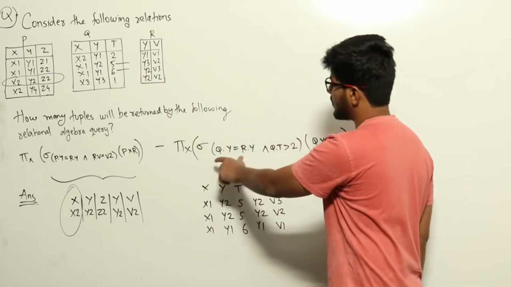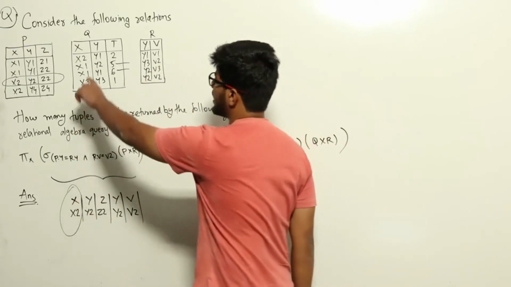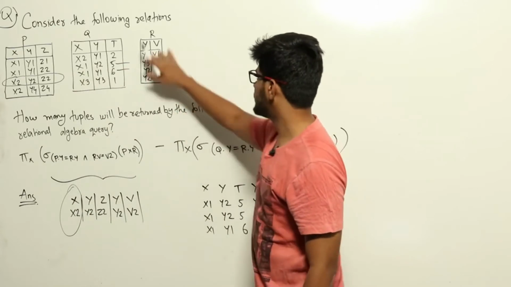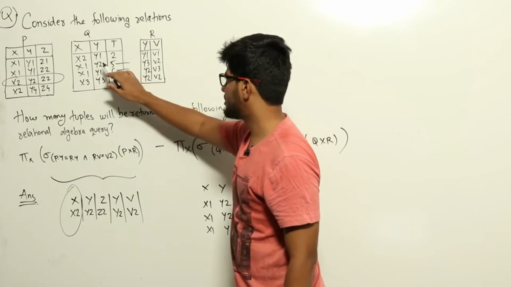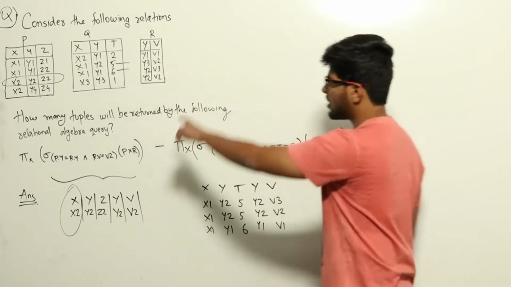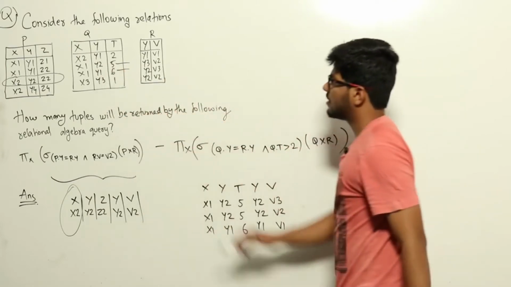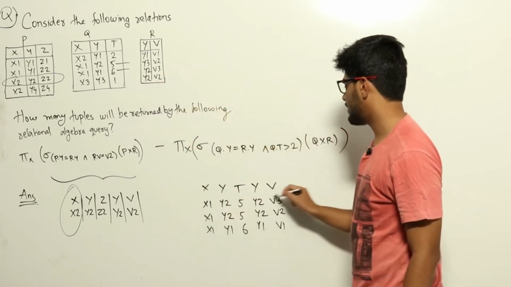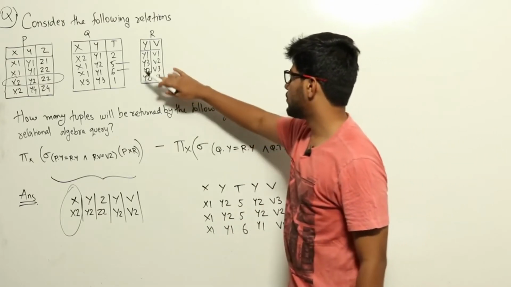On top of that we are applying one more condition, q dot y equal to r dot y. So if you take this tuple x1, y2, 5, here y is y2, and that y we need to match with r dot y. For y2 there are 2 tuples here which have the same value as y2, that is this one and this one. So the cross product will give x1, y2, 5 matching with this y2 tuple, that is y2, v3. Again the same x1, y2, 5 matching with y2, v2. That is these 2 tuples.